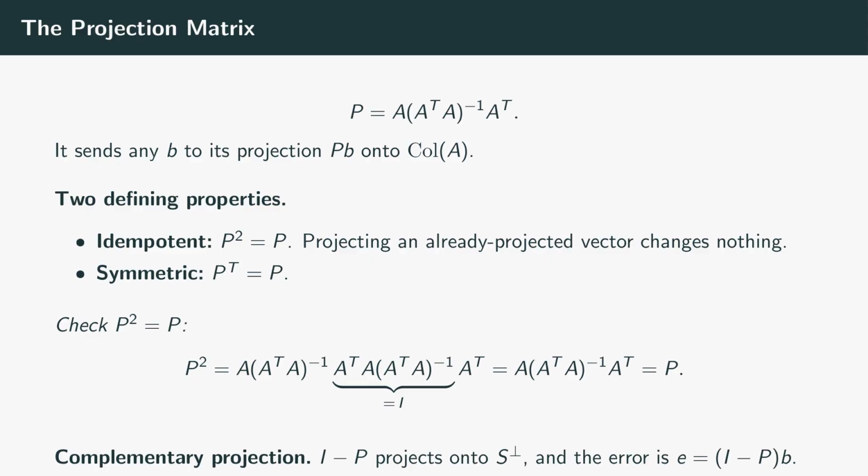Let's name and study that matrix. P equals A times the inverse of A transpose A times A transpose. Feed it any vector b and out comes Pb, the projection of b onto the column space of A. Two properties pin this matrix down completely.